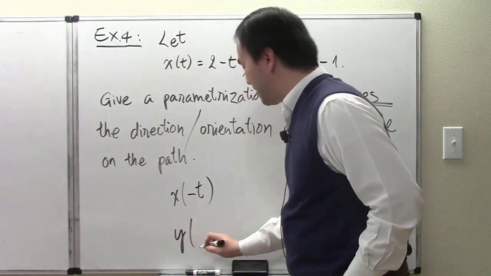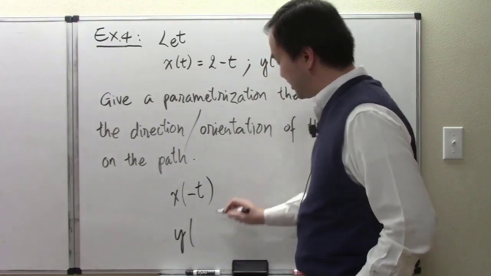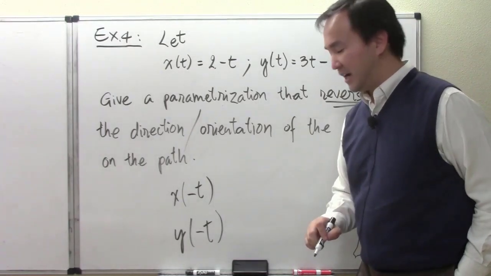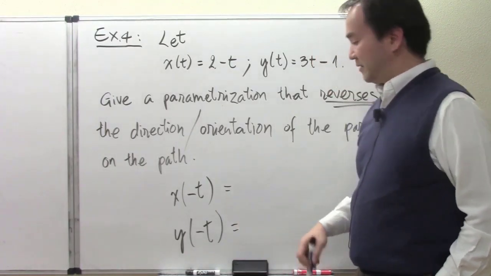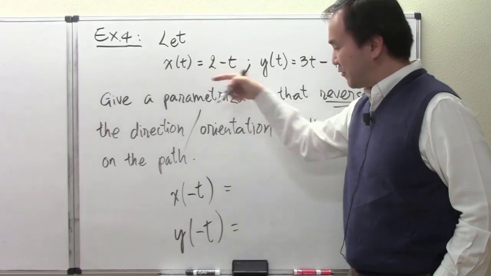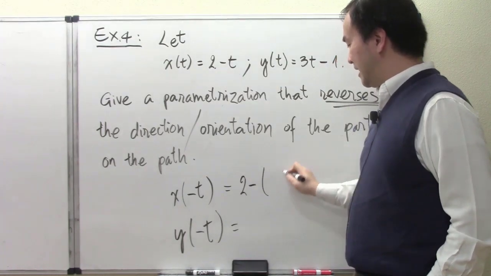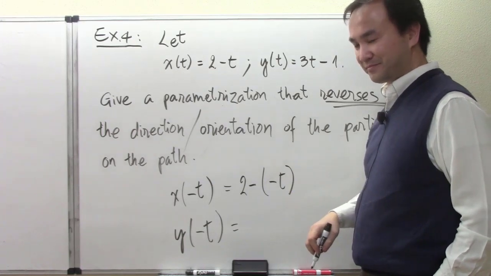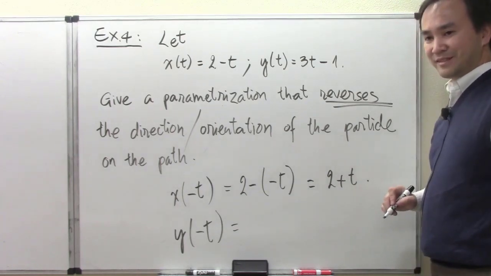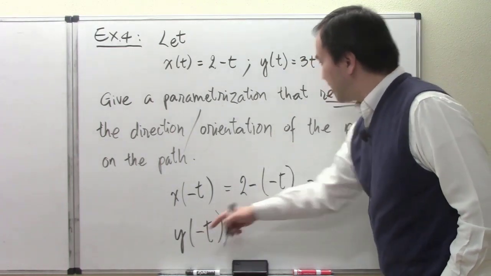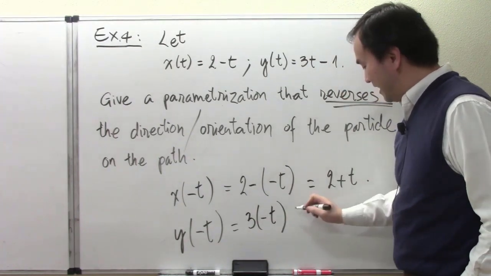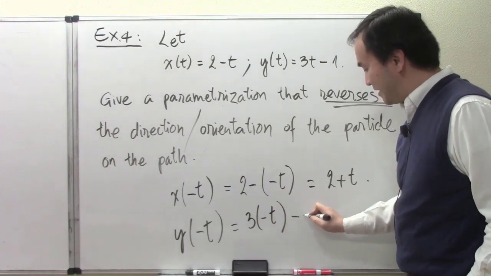For our y, I am going to also substitute, instead of t, a minus t. Okay? And now your algebra skill is going to be strong enough for you to do this. Substituting minus t into your current parameterization for x, we're looking at 2 minus, but now the t here is substituted by minus t. And so this gives you 2 plus t now. Then the next one here will be 3 times minus t, and then minus 1.